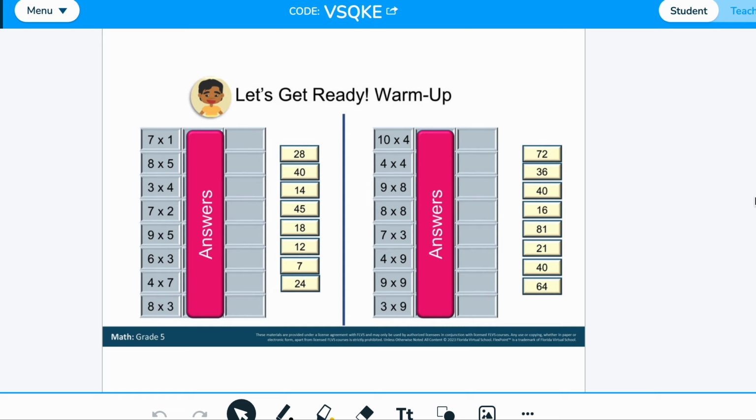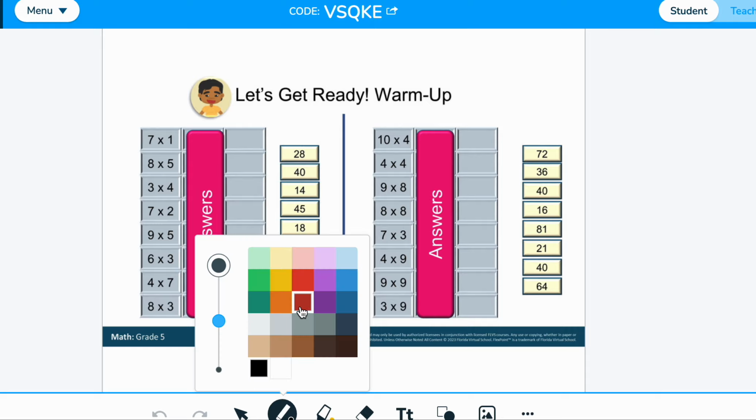Go ahead and set a timer for 1 minute. I want you to pause the screen and see how many of these you can solve in 1 minute. Go ahead and pause the recording, start the timer for 1 minute, and here we go. All right, let's go ahead and check ourselves and see how we did, gang.